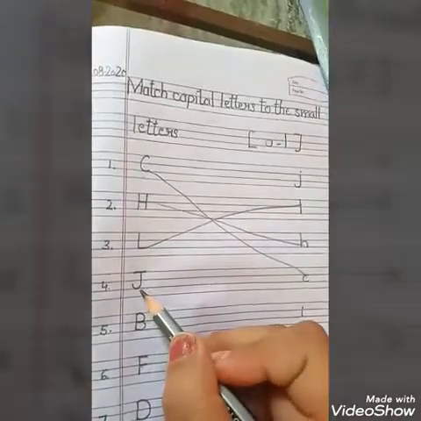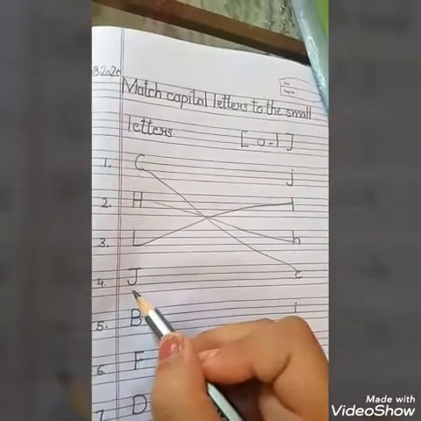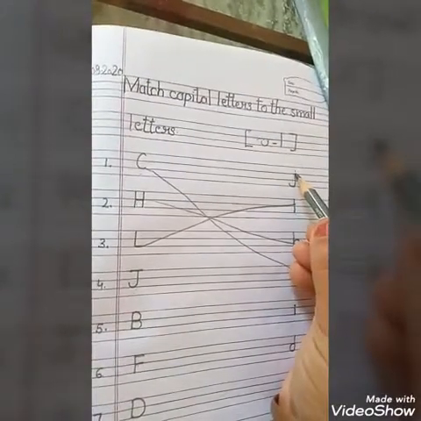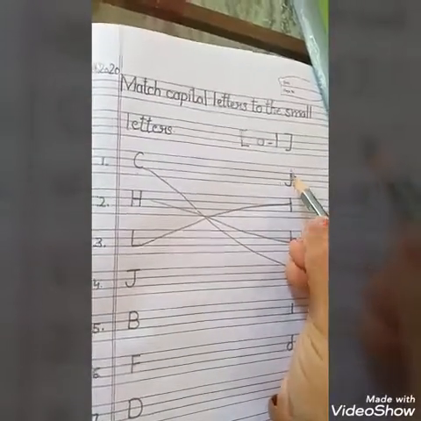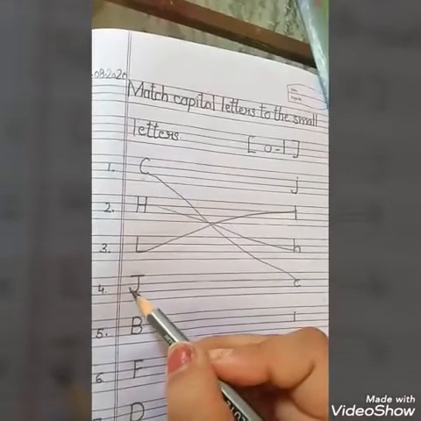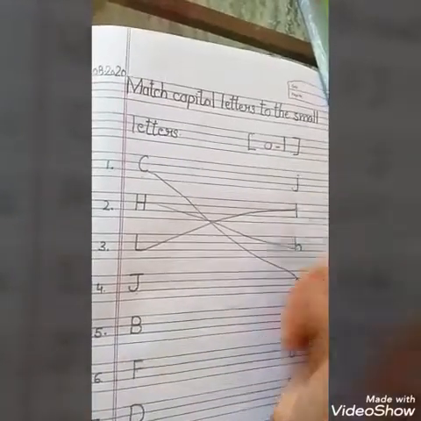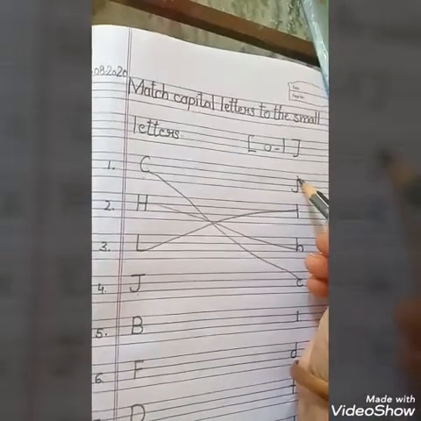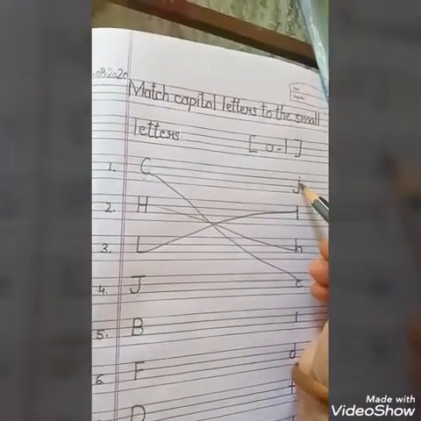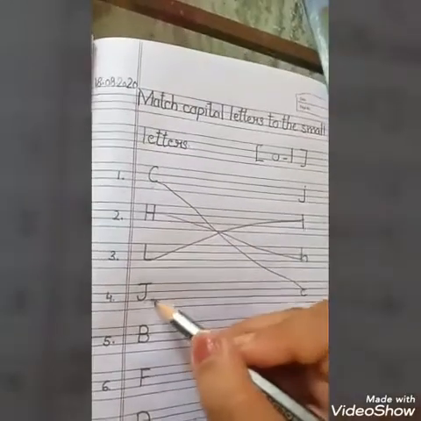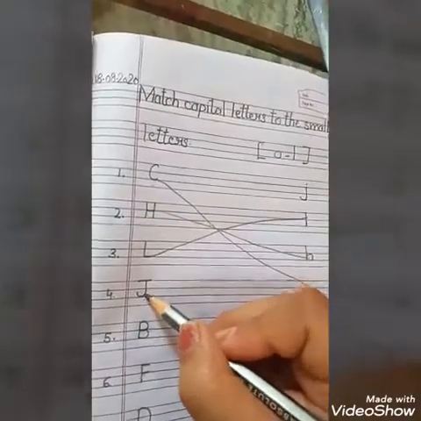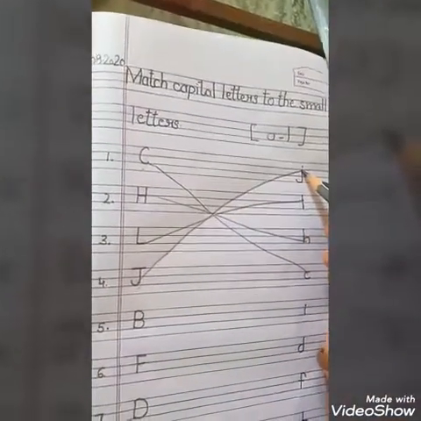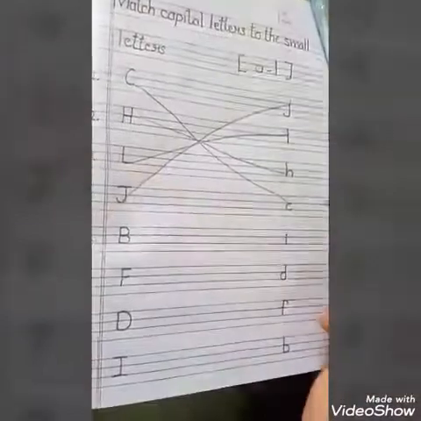Now J. It's a capital J, and you know very well about the small j. There's a dot at the top of the J, right? At the bottom portion both J are same, but in small j there is a dot at the top, not slipping line, right? So this is a small difference. So we will match the capital J with the small j. Is it clear?